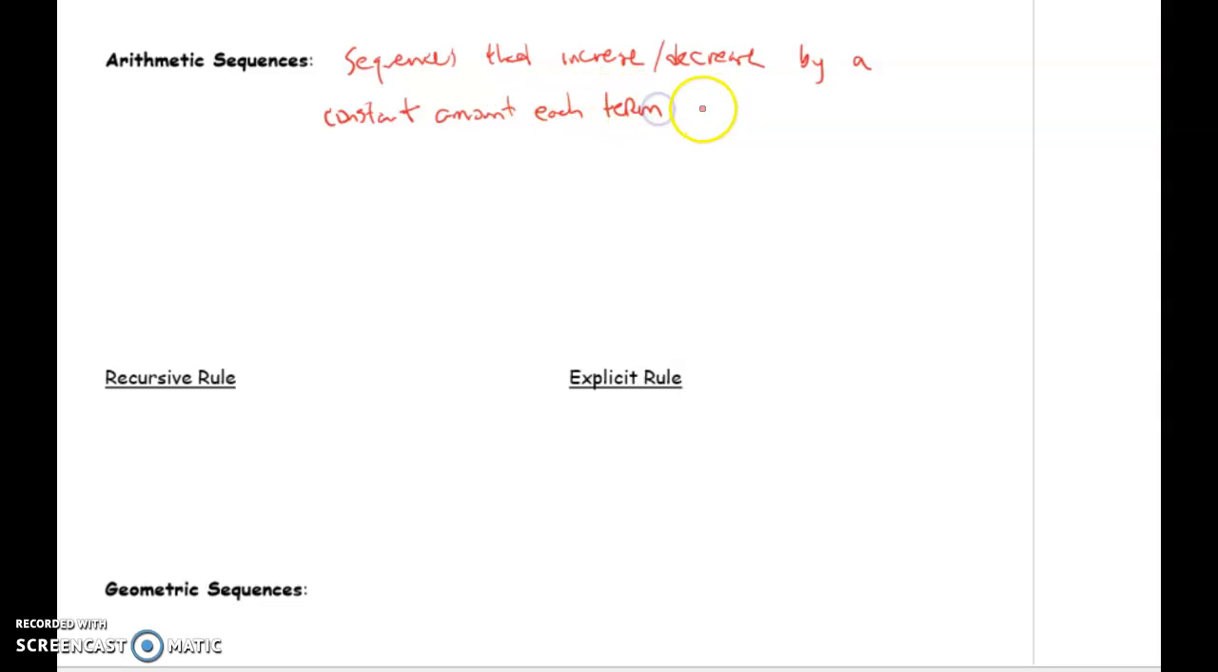Now I want to talk a little bit about arithmetic sequences and geometric sequences. Arithmetic sequences are sequences that increase or decrease by a constant amount each term. We call this D for common difference. You can think of these sequences as either addition or subtraction.